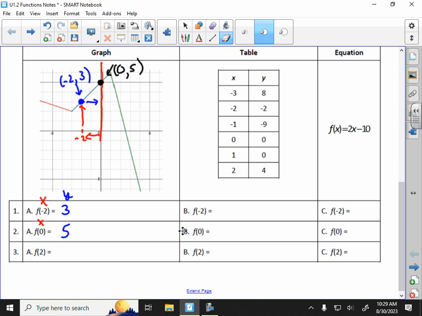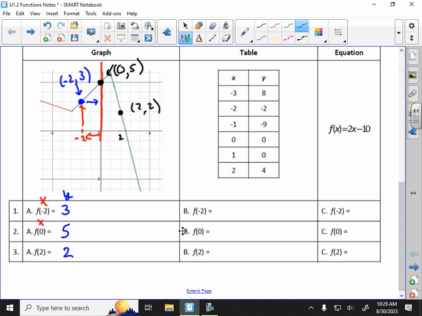F of 2. So here we'll go to +2 on the x. Okay, so here's +2, and we need to find the point of intersection. So there it is right there. So this point right here is 2, 2. So when x is 2, we say y is 2. Okay. So again, you're just trying to find the point on the graph that uses the x value that's given, and you're trying to just keep the y value.